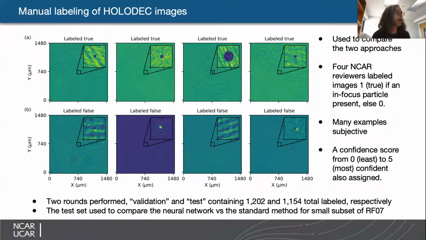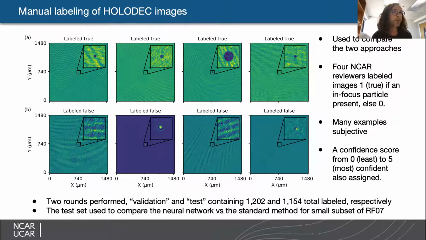So the top row is showing you examples of particles that we labeled to be there or existing. I'm going to use the word in focus going forward, okay, because the particle is basically a small little dot there that is proportional to the shape of the particle. The bottom row shows you examples of images that we labeled false, or does not contain an in-focus particle.